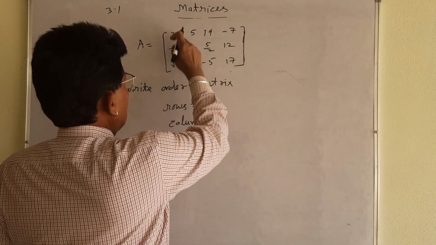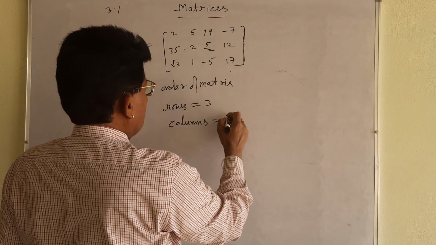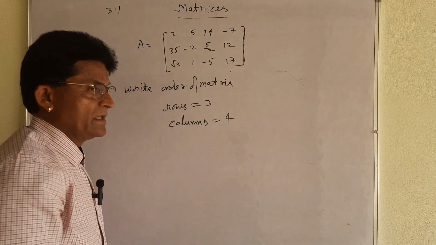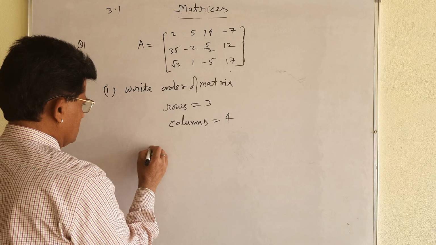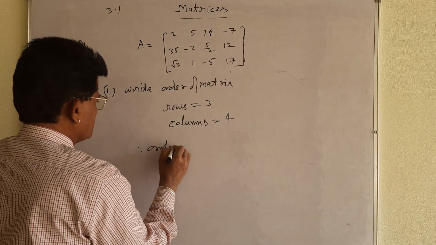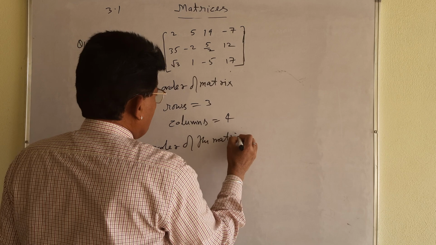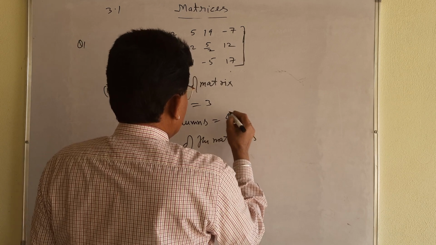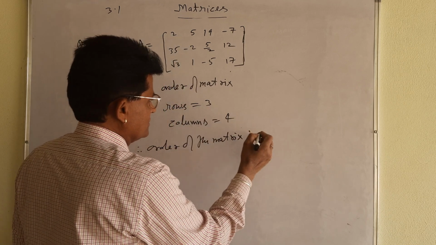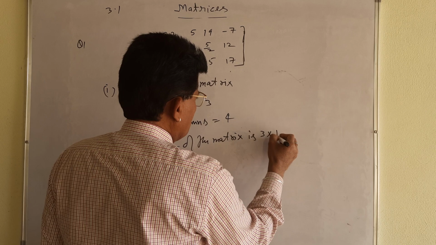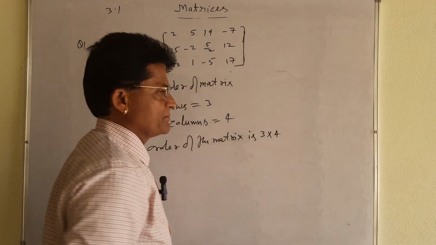How many columns are there? 1, 2, 3, 4. 4 columns are there. Then what is the order of this matrix? Therefore, the order of the matrix is, first of all, you will write the rows, 3, and then you will write 4. 3 by 4. This is the order of this matrix.